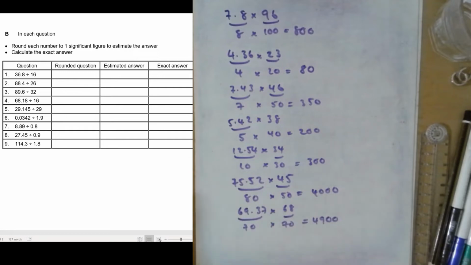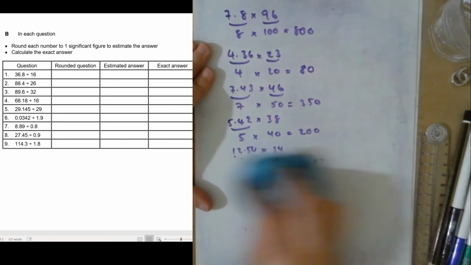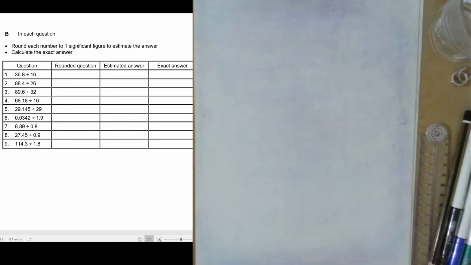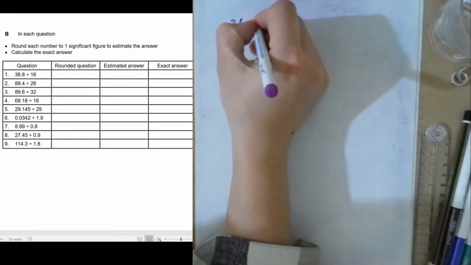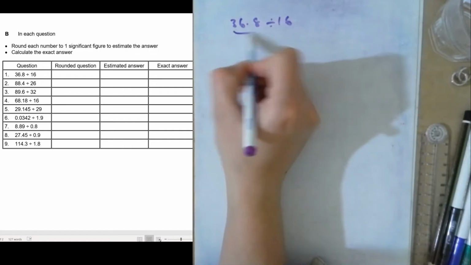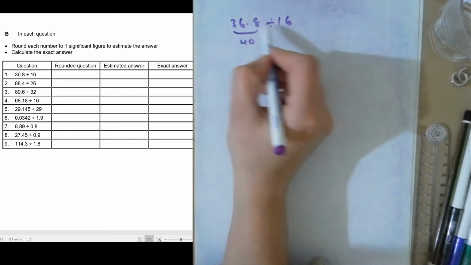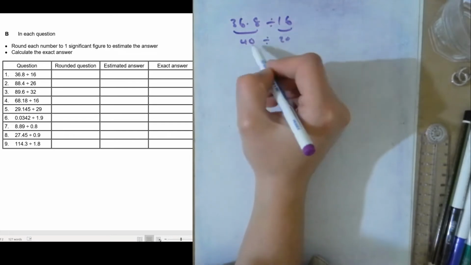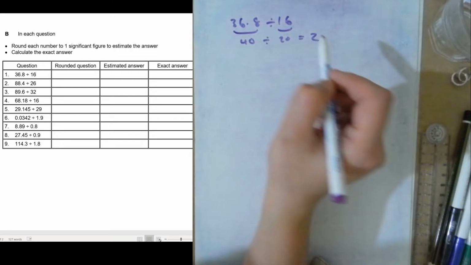Okay, so what you will probably notice for this next one is division. Division can work in exactly the same way. Division is usually when your factor work is going to come a lot into play as well. So if I've got 36 divided by 16, I would say, well, this would round to 40, this would round to 20, 40 divided by 20 would just be 2.